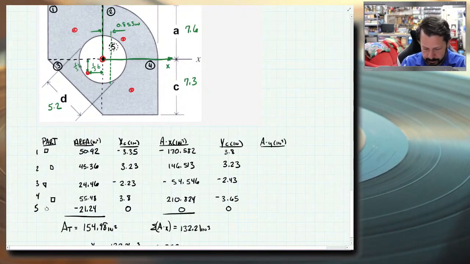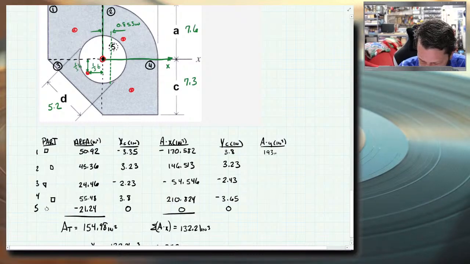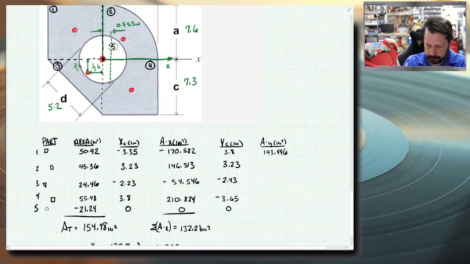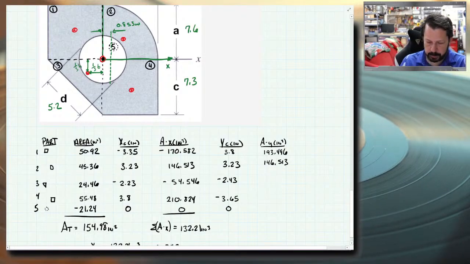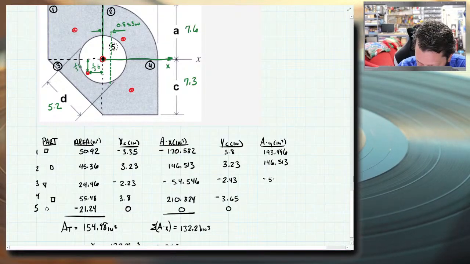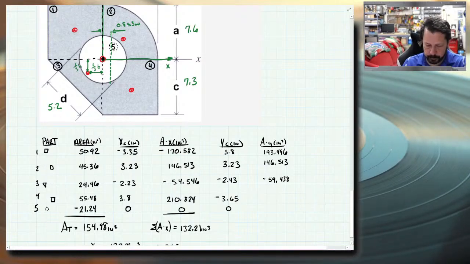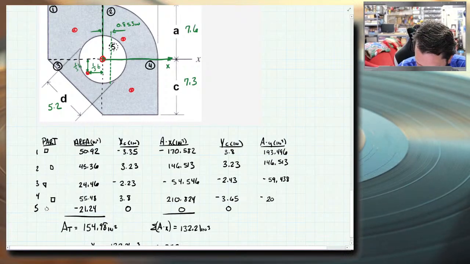And now I can do A times y. Let's see, 50.92 times 3.8 is 193.496. 45.36 times 3.23 is 146.513. 24.46 for the triangle times negative 2.43 is negative 59.438. 55.48 for the square times negative 3.65 is negative 202.502, and then 0 times anything is 0.